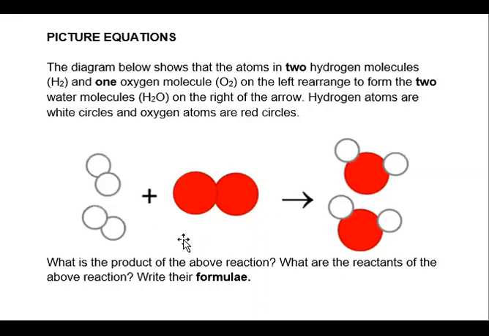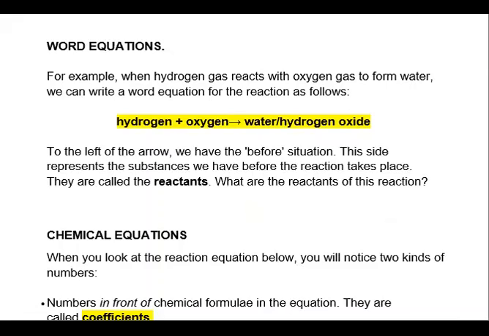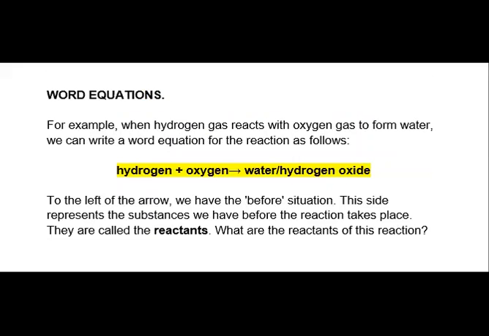Okay, and then the reactants are hydrogen and oxygen. Moving on. Our second way to represent chemical equations is by using word equations. I'm reading. For example, when hydrogen gas reacts with oxygen gas to form water, we can write a word equation for the reaction as follows. We're just taking hydrogen and writing it in words, so there are no symbols in a word equation. We start from hydrogen plus oxygen, which gives me water. And another name for water is hydrogen oxide.